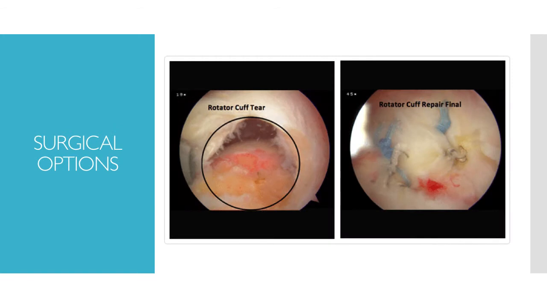Surgical options. So, surgical management is indicated in failure of conservative treatment, traumatic tears, and sudden loss of function. Surgical management is also used initially in young athletes because it's the best way to achieve maximum tendon strength for continued sport performance. Open repair is not really done anymore as arthroscopic has become more standard of care.